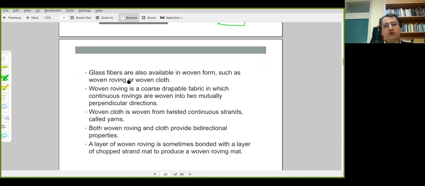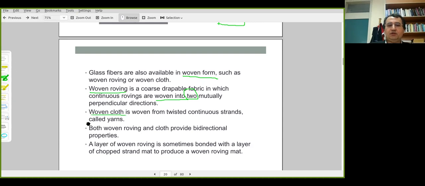Woven reinforcements are produced by weaving methods of textile engineering, and we will consider three different forms here. One of them is referred to as woven roving. A woven roving is a fabric, and continuous strands are woven in two mutually perpendicular directions. So you have a plane of reinforcement.